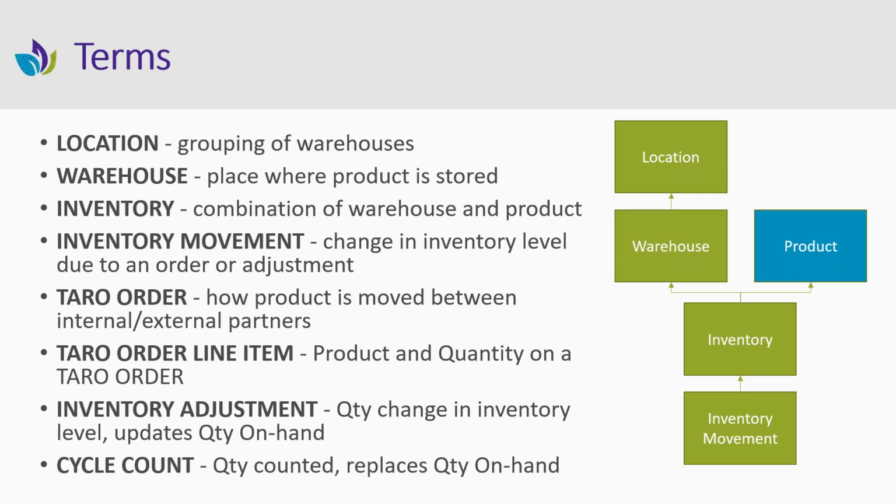An inventory movement is generated every time a product is bought or sold or transferred or adjusted, every time it's moved. A Taro order represents a group of products that are moving together. A Taro order line item describes a single product in that group with information like the quantity ordered or the quantity delivered, etc. And an inventory adjustment is the way you record unplanned changes in your inventory levels, like damaging product. And finally, a cycle count is an auditing procedure to help you shore up your physical inventory with the levels that are recorded in the system.